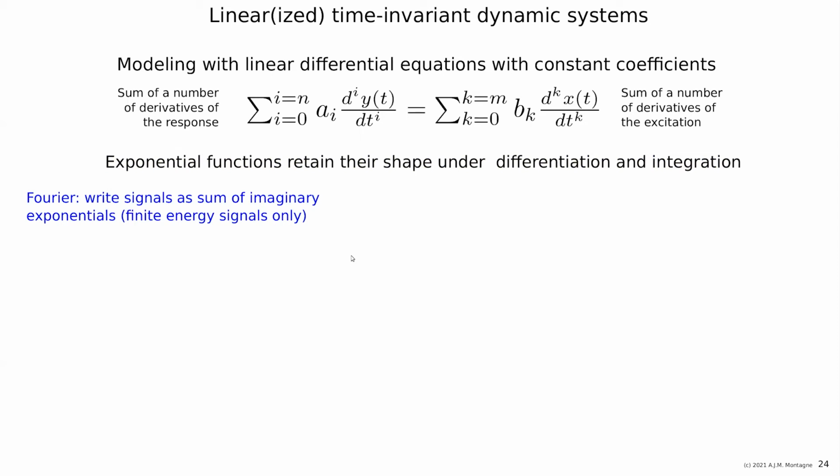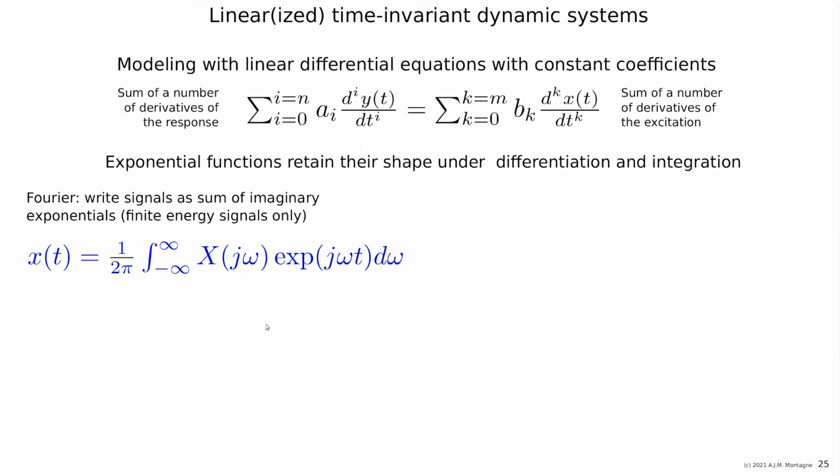Fourier says write the signal as a sum of imaginary exponentials. And that is only possible if signals have finite energy. There are also other conditions, but that's why you have mathematics as well, so we don't deal with it here. And this is what you have learned as the inverse Fourier transform, but basically it is writing x(t) as an infinite sum of imaginary exponentials.